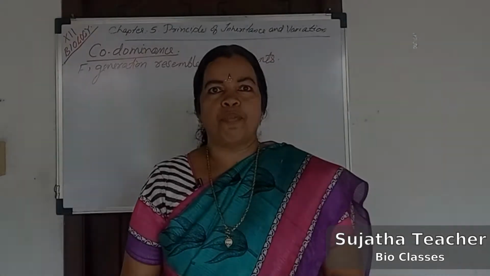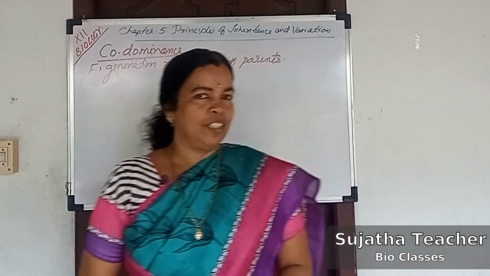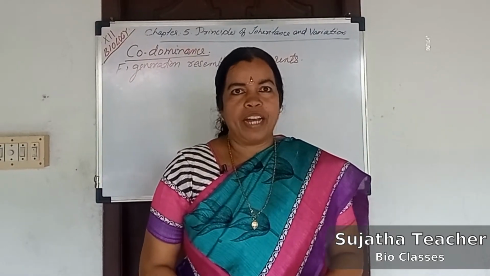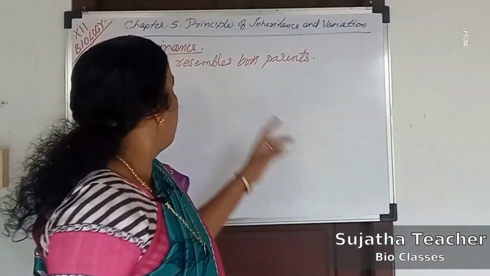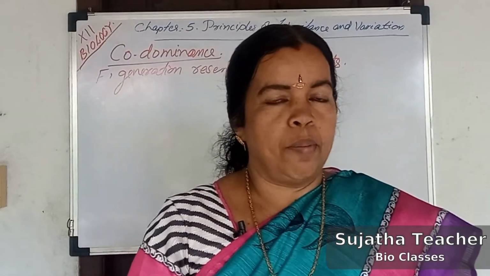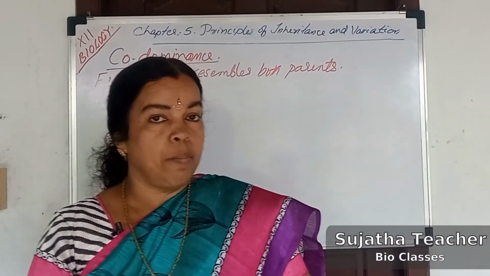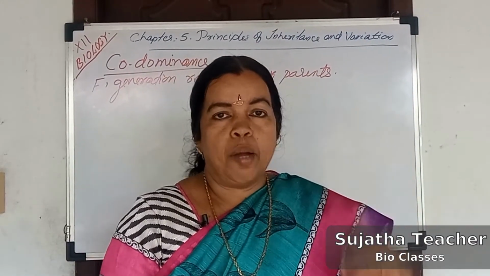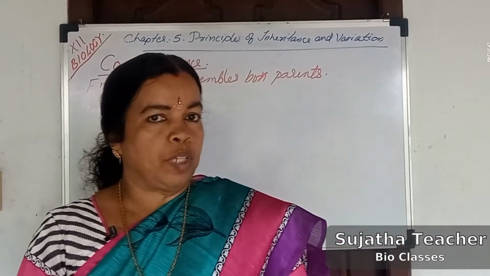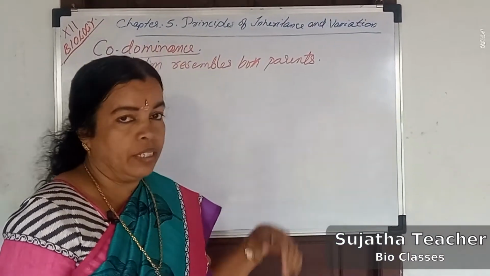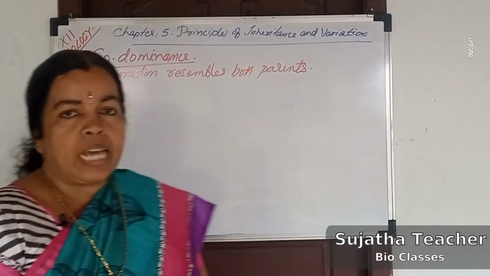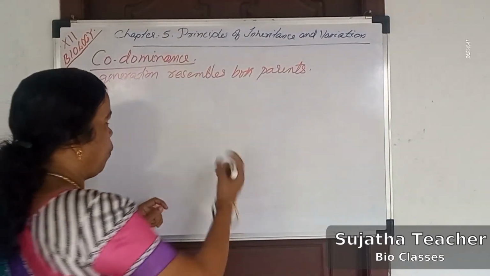Dear students, welcome to class 12 biology chapter Principles of Inheritance and Variation. We continue that chapter. Here we study about codominance. In last classes you have learned about dominance and incomplete dominance. In incomplete dominance, the F1 generation did not resemble either of the two parents, but in codominance it resembled both parents. So the best example is human blood group.